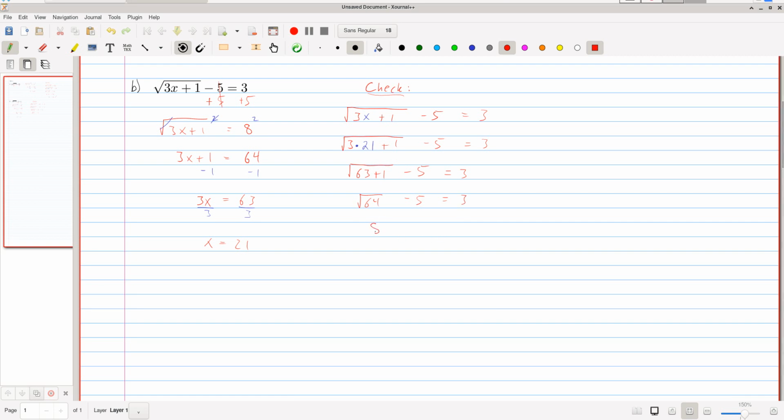The square root of 64 is 8. Bring down the rest of the equation. 8 minus 5 is 3. 3 equals 3 does check. And so we know that x equals 21 is the solution.